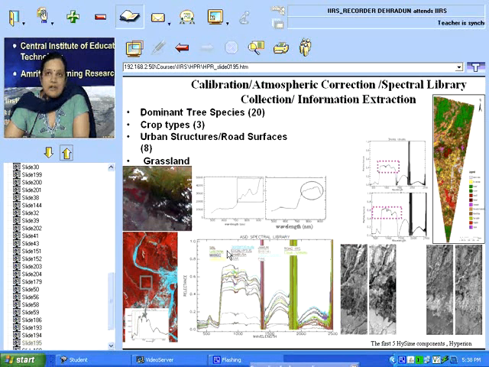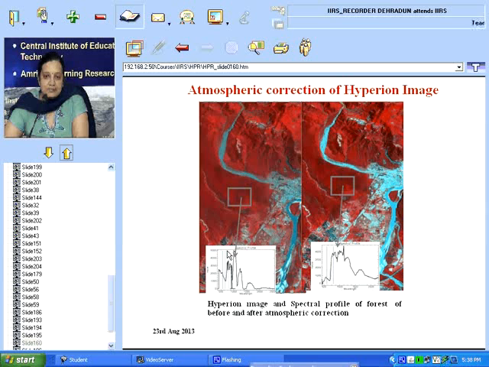So in terms of processing, what we need to do is calibrate our data, do atmospheric correction, create spectral libraries, and then go for information extraction. So here we have the grasslands. This is the IMS hyperspectral data, which needs to be calibrated. This is my original data. After calibration and atmospheric correction, I get the proper spectra which will match with my ground spectra, and then I can go for information extraction.